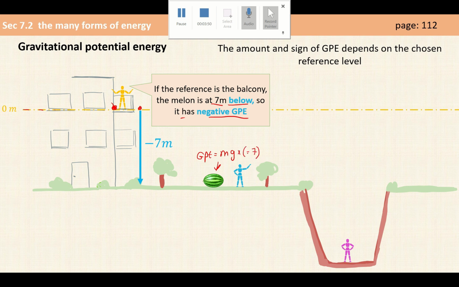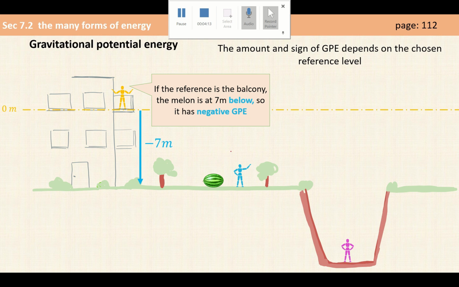So the gravitational potential energy of the same watermelon would be a negative value, like for example, negative 35 or negative 40 joules. Even though it's the same watermelon, just because we changed the reference level, the amount of the gravitational potential energy stored in this watermelon changed as well.